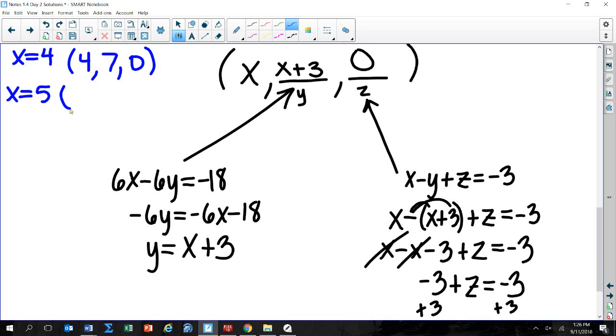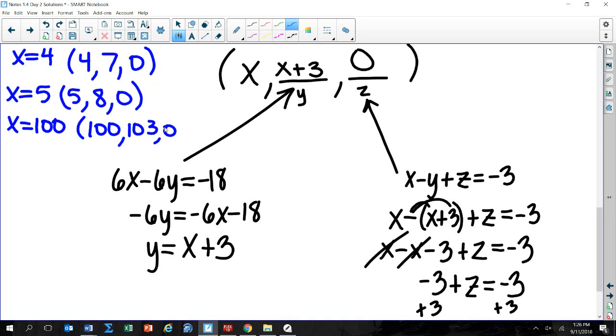If x is 5, then my y value is 8, and we have 0, right? See how you could pick any x value? You could do 100. X is 100. We would have 100, 103, 0. See how we have an infinite amount of solutions? Whatever y and z are is going to depend on what x is. That's the whole idea.